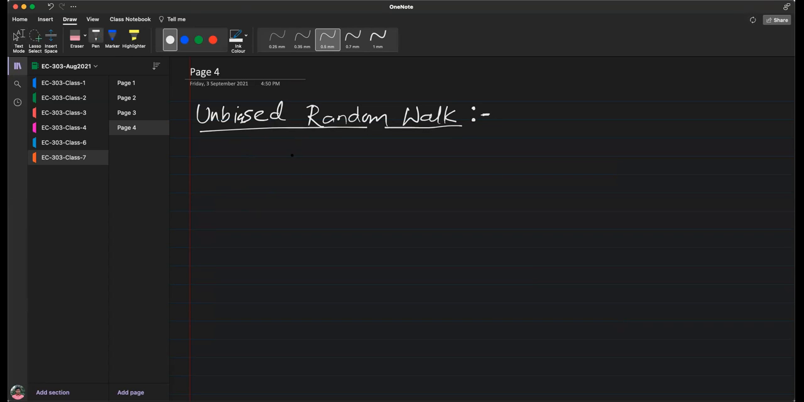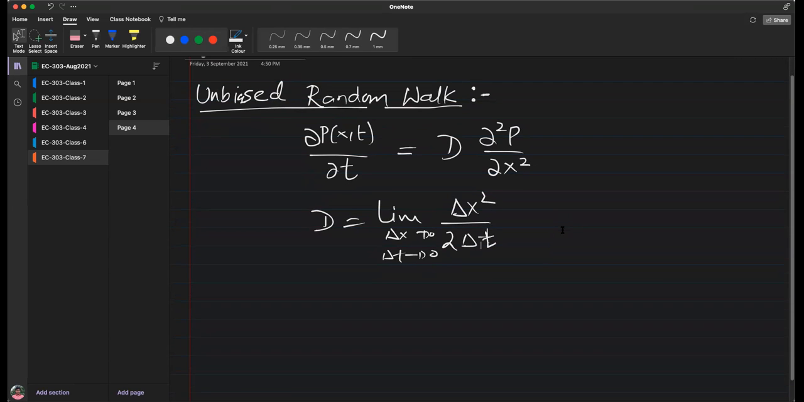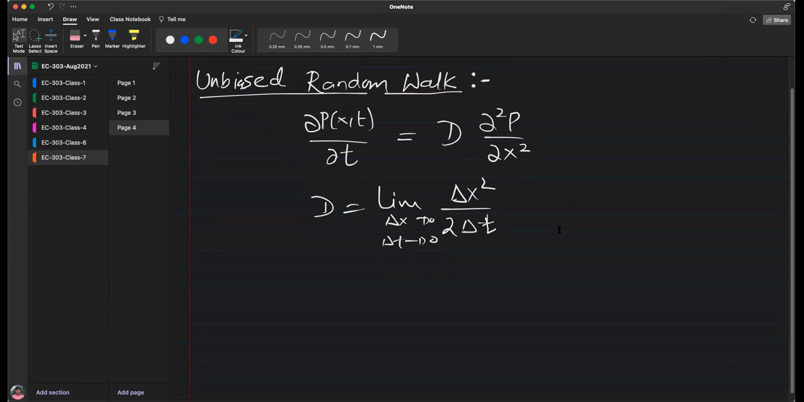Okay, unbiased random walk, we know the definitions, I won't repeat that. We derived the following, right? We got this diffusion equation: dp/dt = D d²p/dx², where D was written as delta x squared by 2 delta t, where both delta x and delta t go to 0. Then we motivated this by the fact that in a random walk, delta x squared is proportional to delta t. But I want to clarify one thing here.